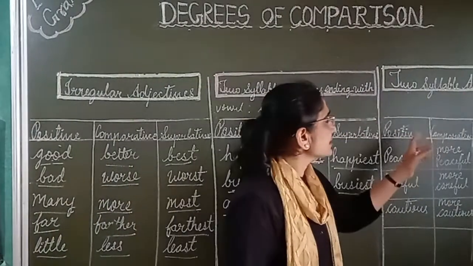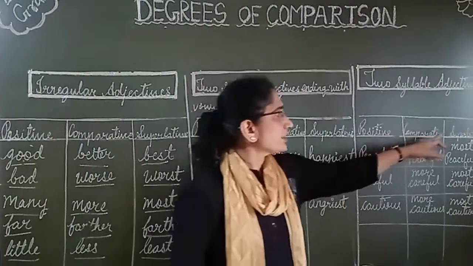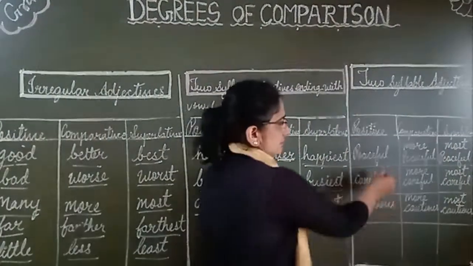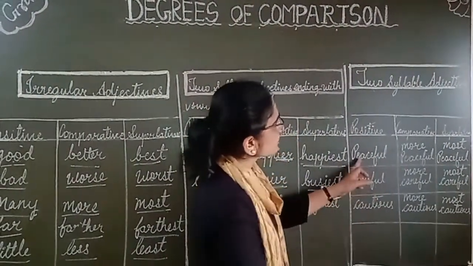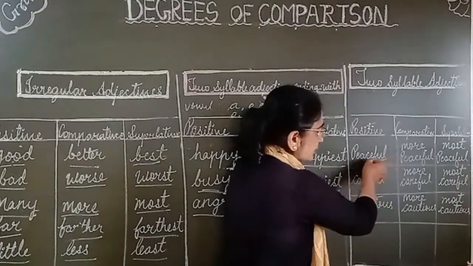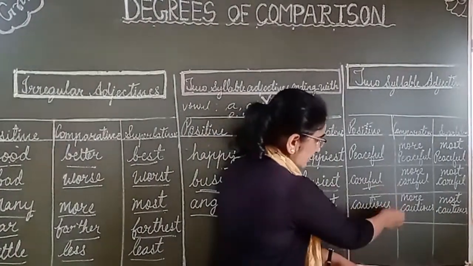Next one, two syllable adjectives again here. Positive, comparative and superlative. Powerful, peaceful. What are they? Two syllable adjectives. Peaceful, careful and cautious.